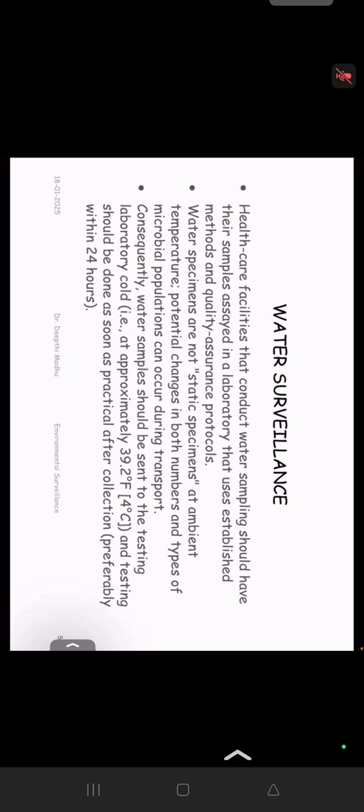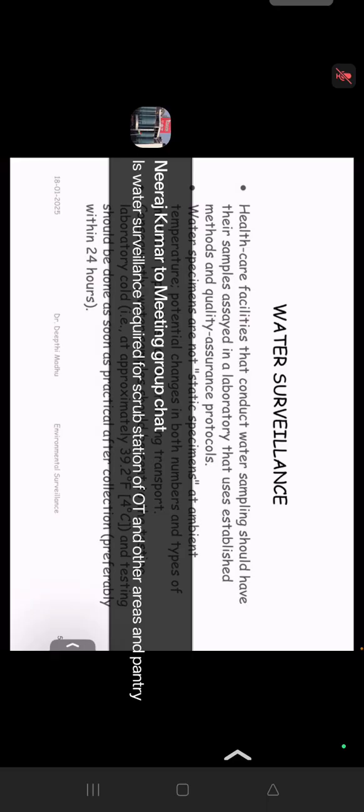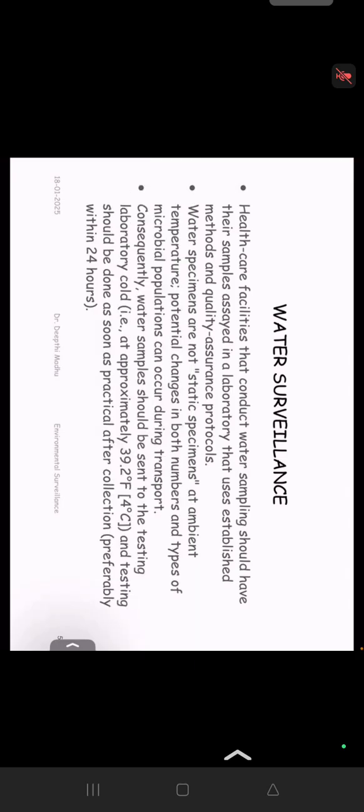So, where were we? Yeah, so water specimens are not static specimens. So it's not that we have this thought that it is just water. We can keep it at room temperature and we can send it as per our convenience. Even if the day of sending, the day that we are required to send the sample, is a Thursday, we may be tempted to collect it earlier on Tuesday or Wednesday and keep it.